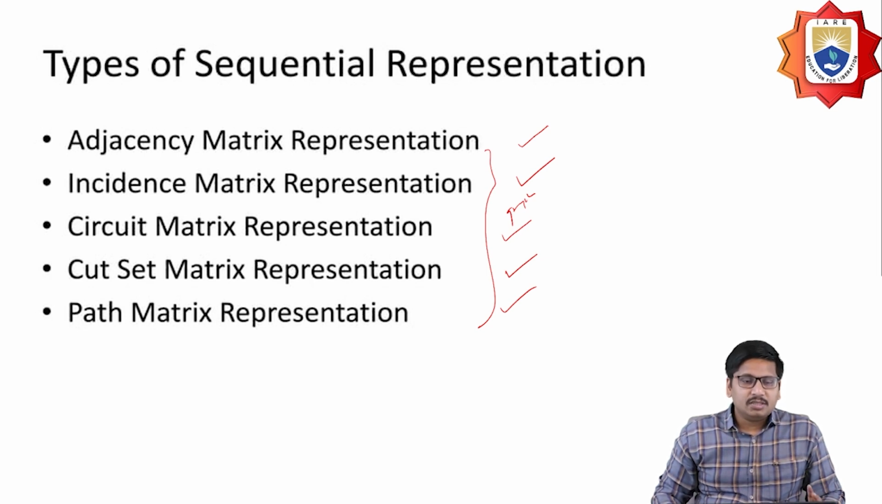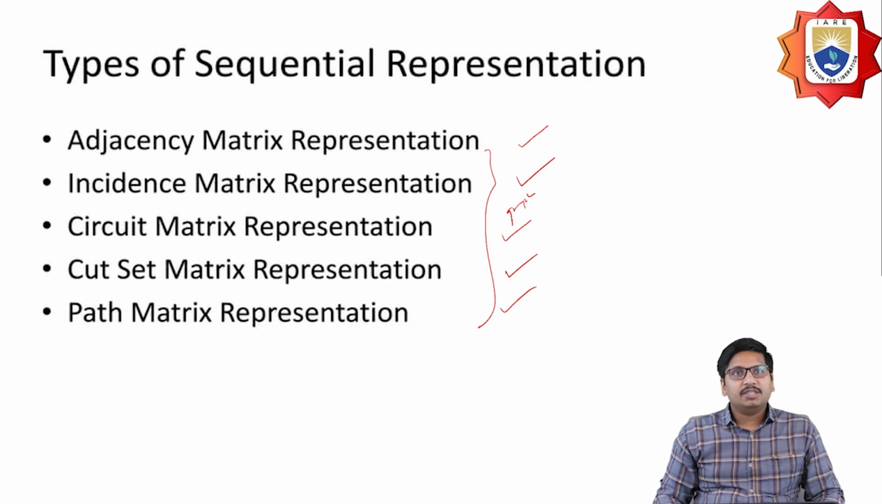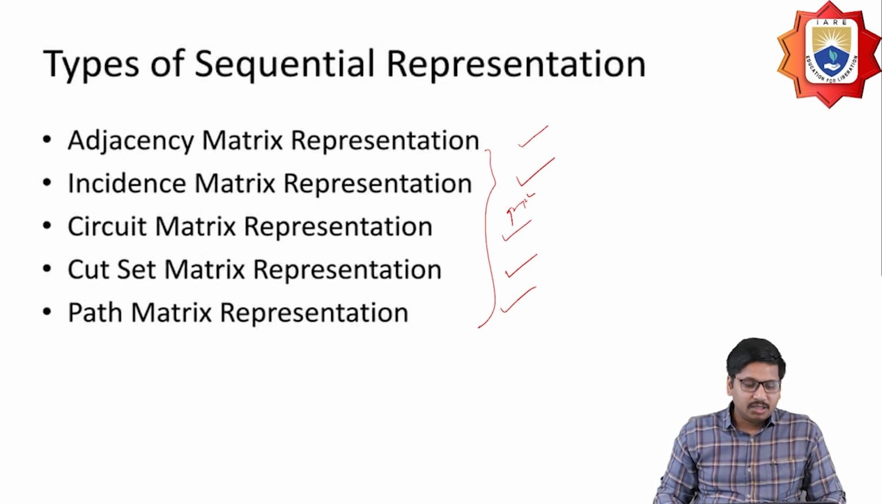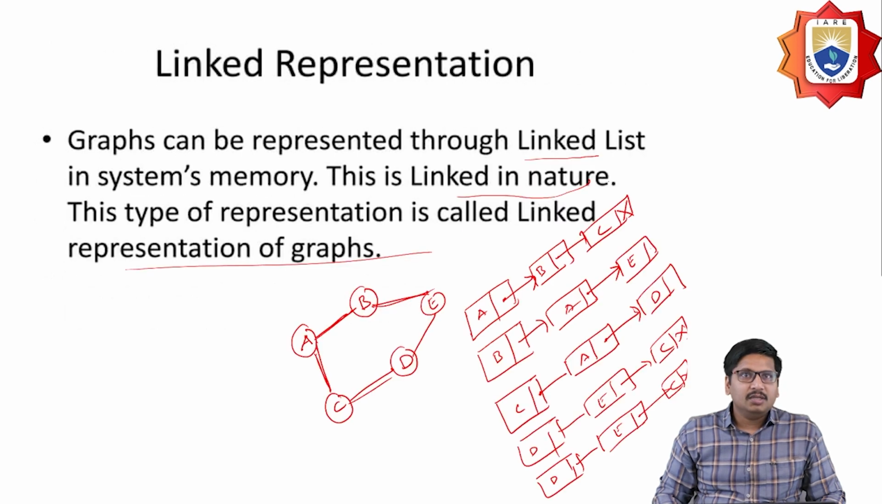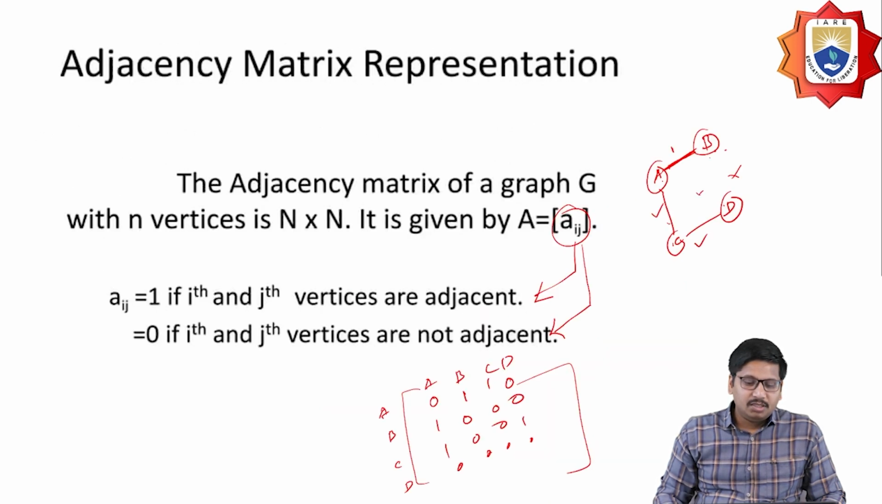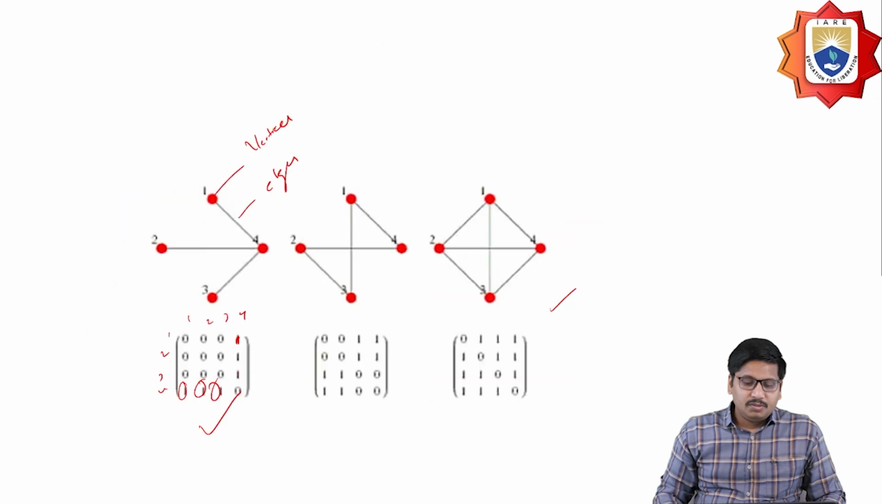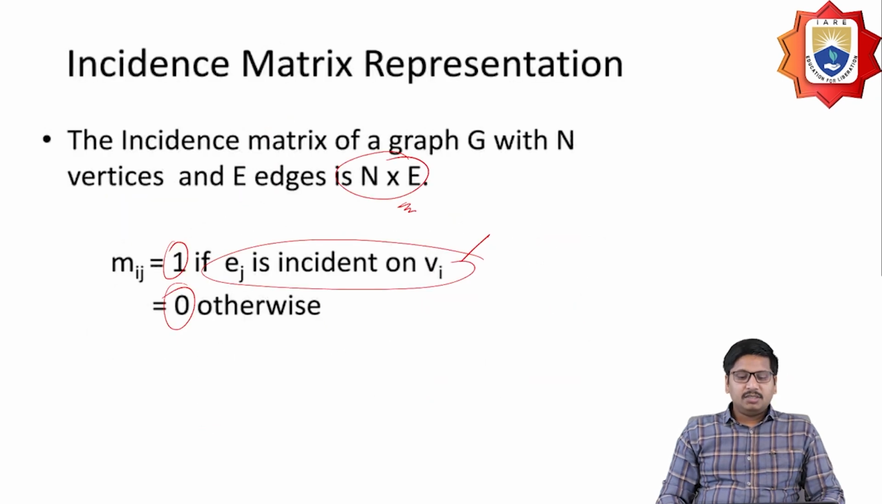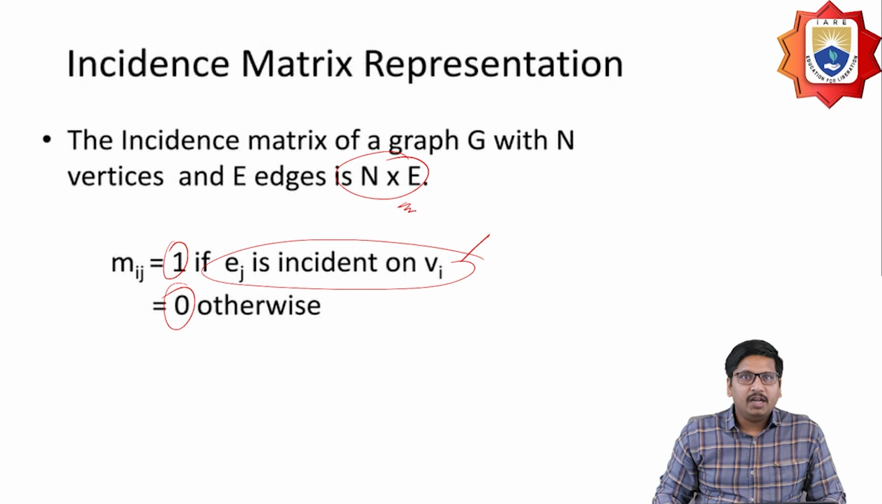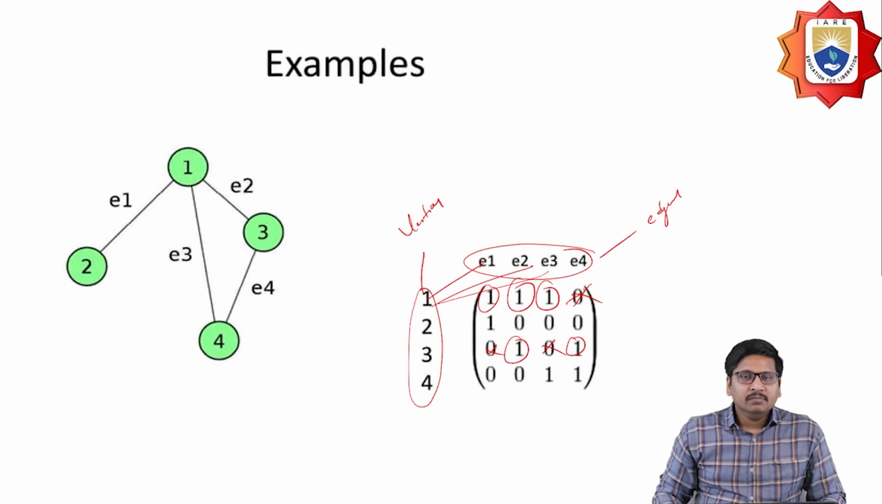These are some other representations of the graph: adjacency matrix, incidence matrix, circuit matrix, cut set matrix, and path matrix. In the linked list, the graph is going to be connected by means of a linked list, and an adjacency matrix is a 2D matrix which is going to contain only zeros and ones. And an incidence matrix of a graph with n vertices is defined as n into e, which is going to be mapped along the number of vertices and number of edges here.